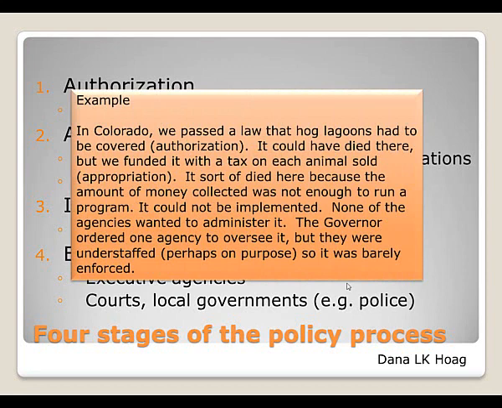Now, another example in Colorado is that we passed a law that hog lagoons had to be covered. Okay, that's authorization. We passed a law. It could have died there, but we funded it with a tax on each animal sold, appropriation. So every time you sell a hog, you have to pay some money into a fund. Now, it sort of died here because the amount of money collected from this fund was not enough to run the program. So nobody wanted to run the program. None of the government agencies wanted it. So it could not be implemented.